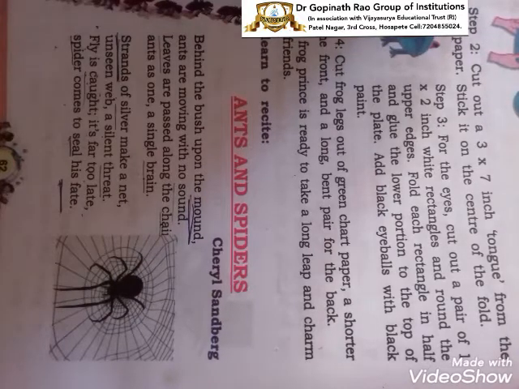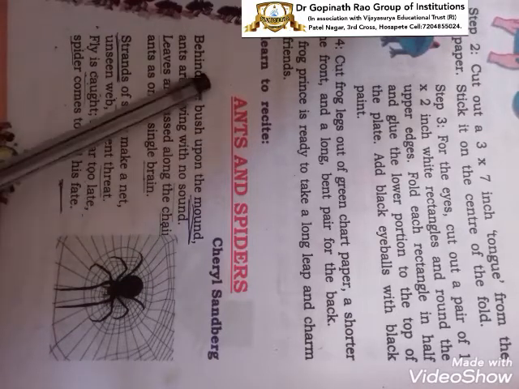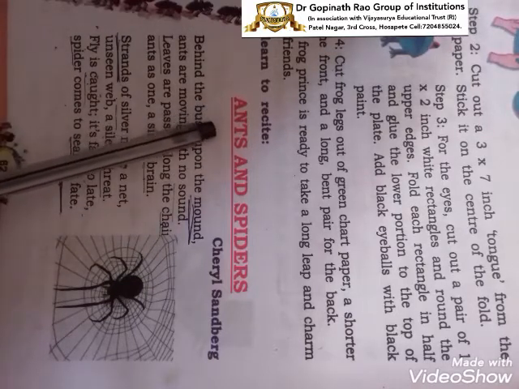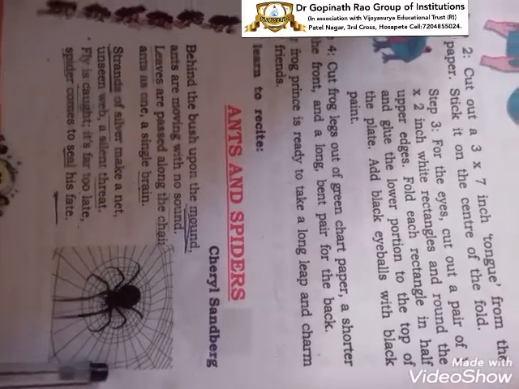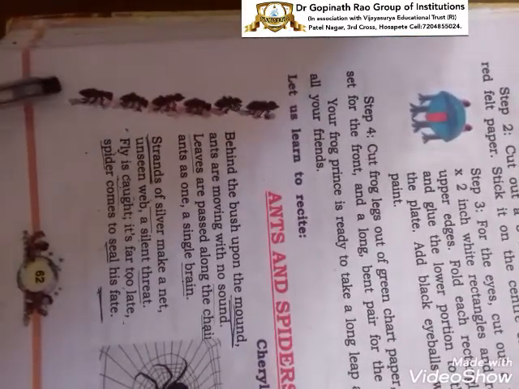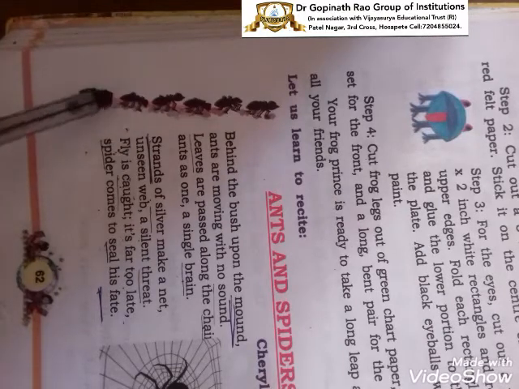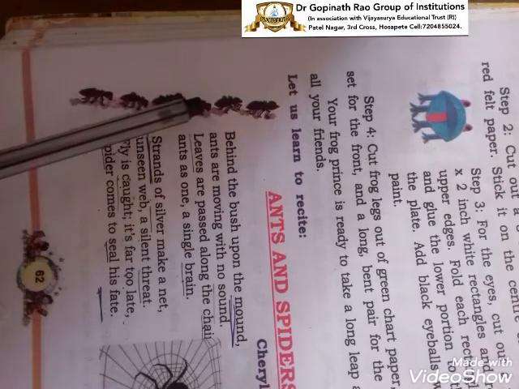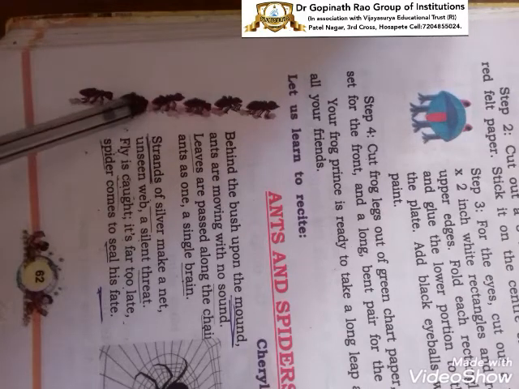Let us start with the poem Ants and Spiders. Ants, you all know. You see ants in your house. Yes, children. If sugar or jaggery falls there, immediately the ants will come to eat the jaggery and sugar.